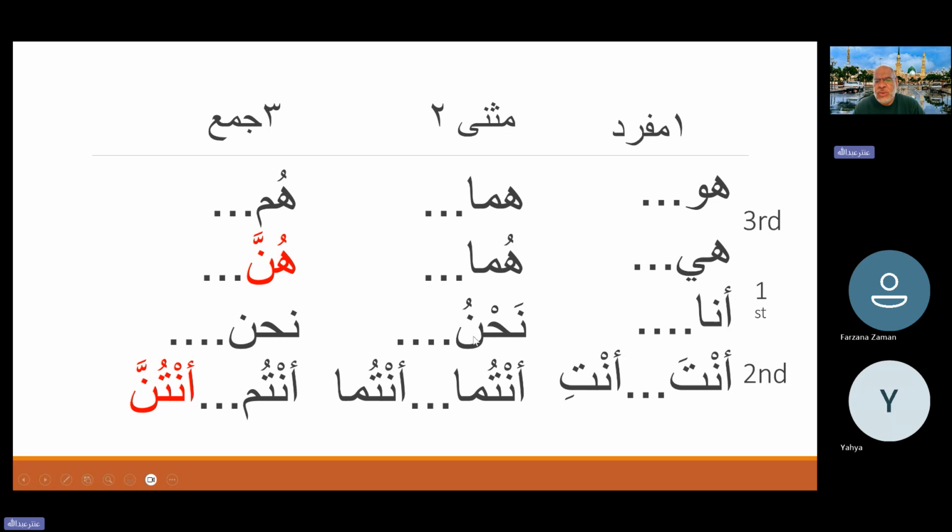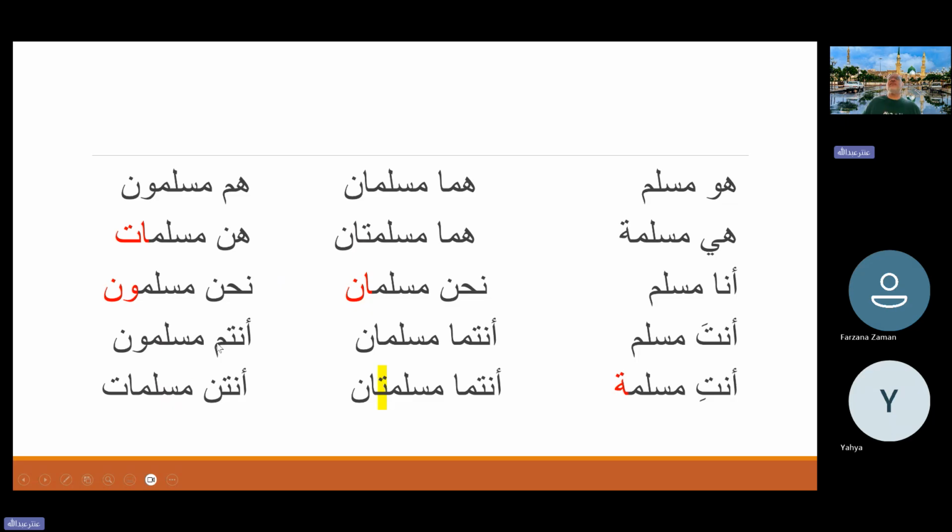Then nahnu, we two, and antuma, you two male or you two female, they are the same, antuma. Then for the plural, more than two: hum, plural, they male, and hunna, plural, they female. Nahnu is the same, so whether two or more, it is the same, nahnu. Antum, plural, you male, and antunna, plural, you female. So we have in total 15 pronouns in Arabic.